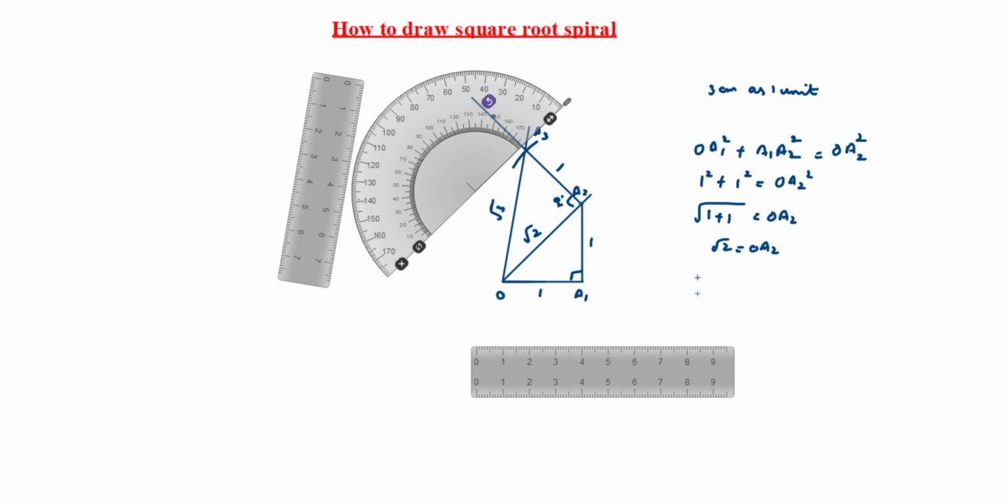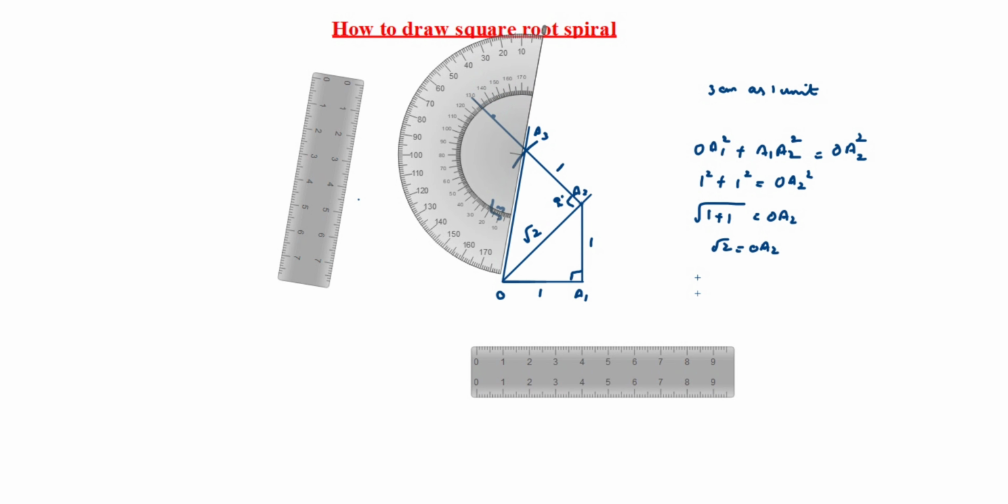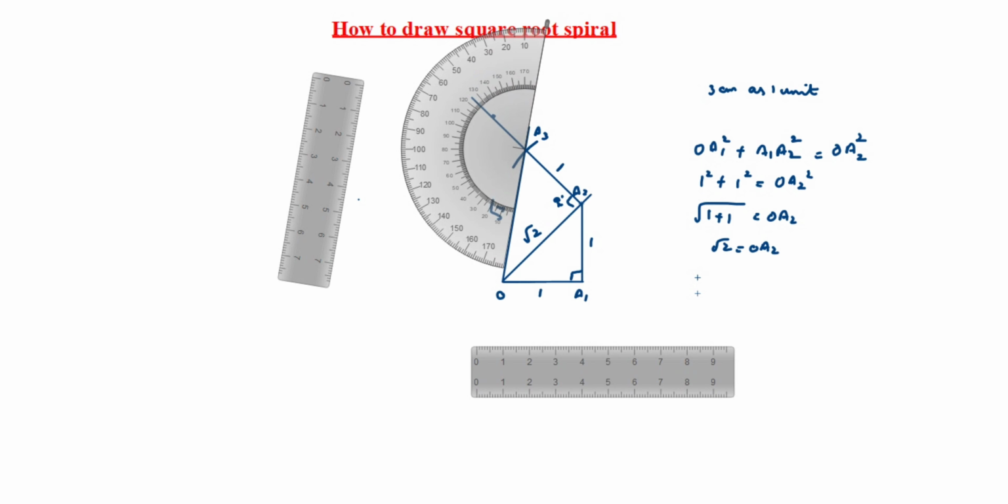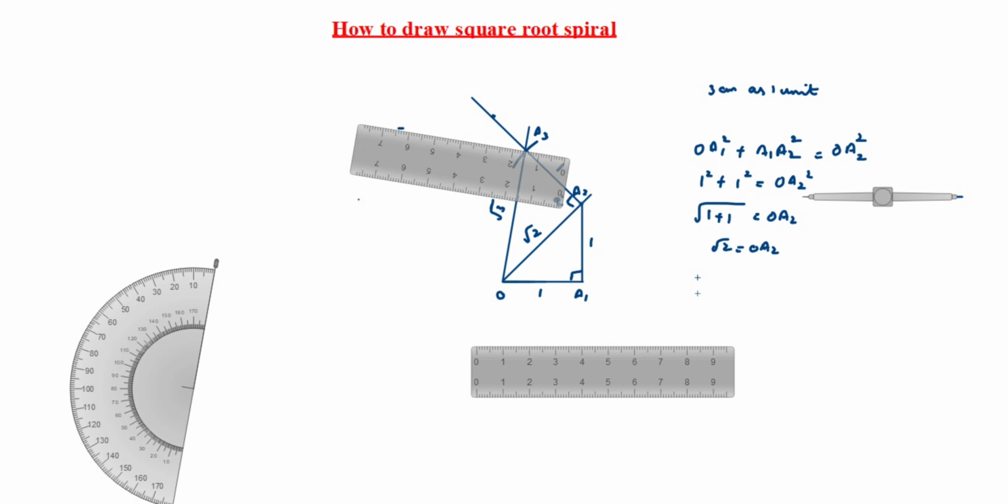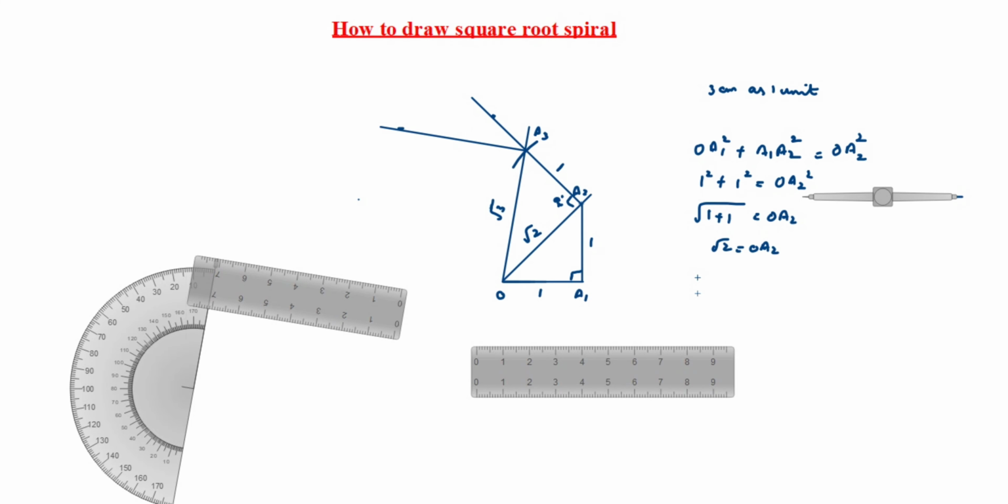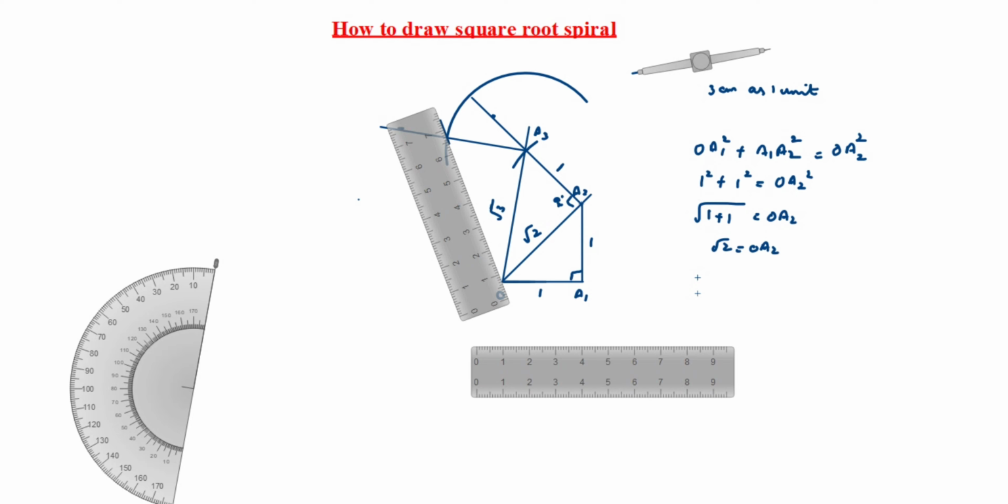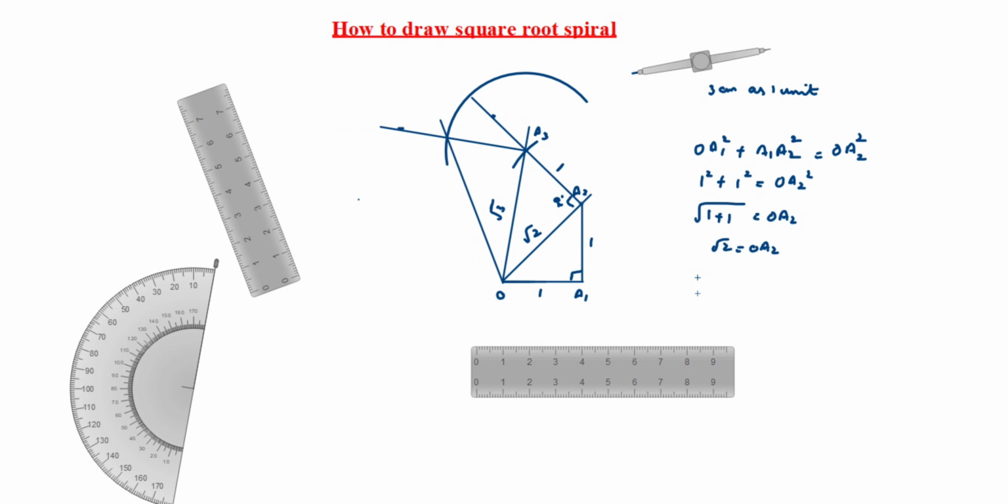Next, take the protector and keep the protector OA3 as a baseline and mark the point perpendicular at 90 degree at A3 and take the scale to join the point. Next, take compass and reduce to 3 centimeter and draw an arc. Now take the scale and join the points. Here is 1. This is root 4.